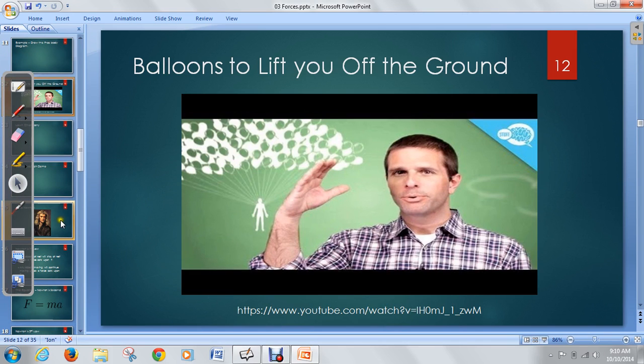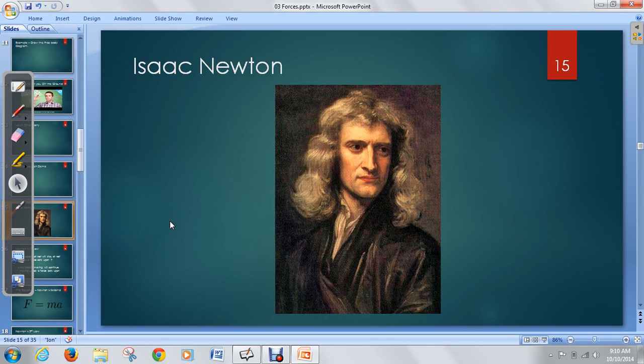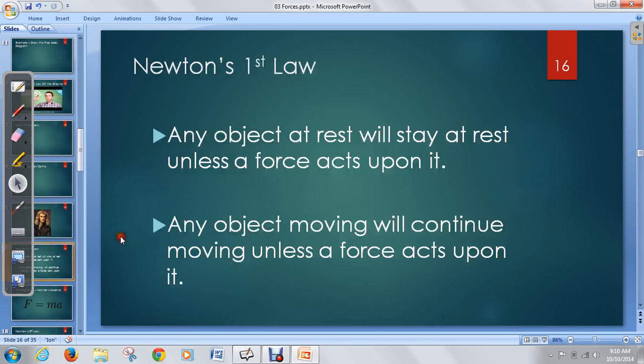And then we talked about Newton's 3 laws. So Isaac Newton was the first one to really model force. He came up with 3 laws to help us describe what forces should be doing, how they interact, and really what the mathematical basis is for them. So Newton's first law is that any object at rest will stay at rest unless a force acts upon it.